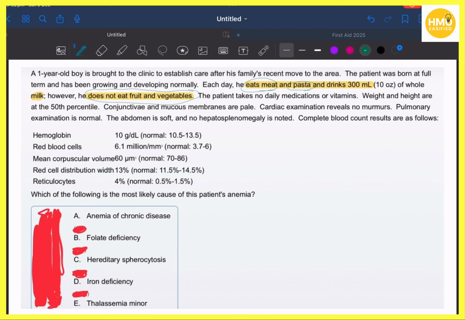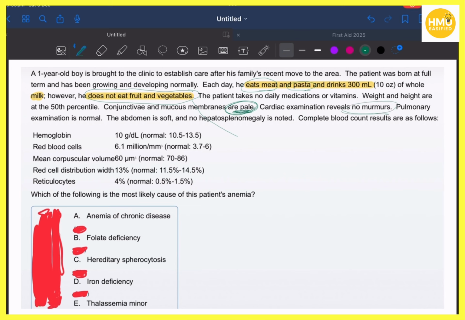Keep this in mind because if someone, for example, does not eat vegetables or fruits, or drinks a lot of alcohol, you always think of macrocytic anemia, which is folate deficiency or vitamin B12. Regardless, conjunctiva and mucous membranes are pale, highly indicating low hemoglobin, not iron deficiency anemia, it's low hemoglobin. Can be anything causing anemia.